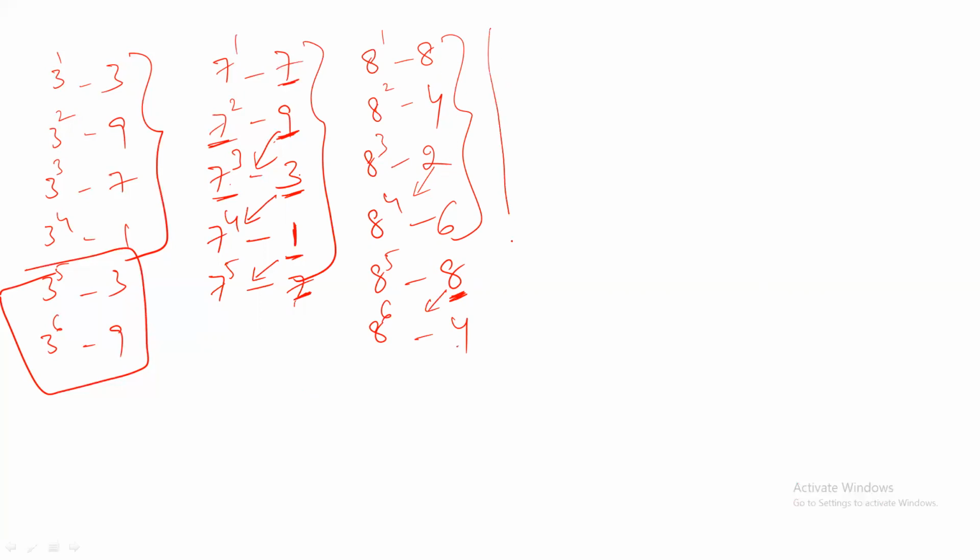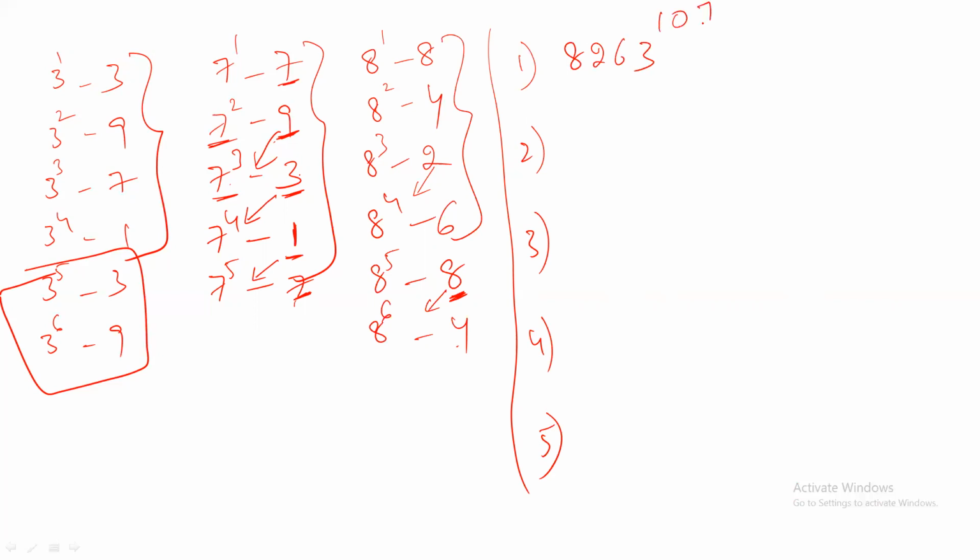Now I will give you some questions based on this, based on numbers ending with 3, 7 and 8. I will give you 5 questions. Try to find them out. It will be very simple. Let's consider 8263 divided by 1076. Okay, next let me write 4327 to the power of 1829.